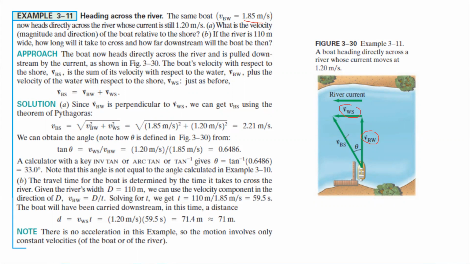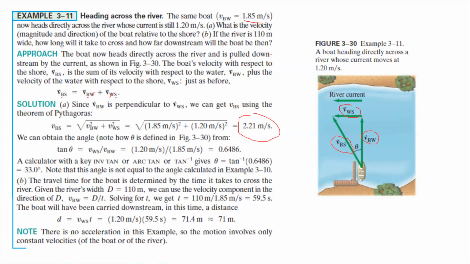So if you want to know VBS, so you assemble VBS. So your first vector must have the first subscript as B, and then the last vector must have a subscript of S. So that's why we have VBW, both with respect to water, and water with respect to shore. So the inner subscript will be canceled out. So to solve for this, you use the Pythagorean theorem. So this is the resultant and square root of the VBW squared plus VWS squared. So that's why you get 2.21 meter per second.